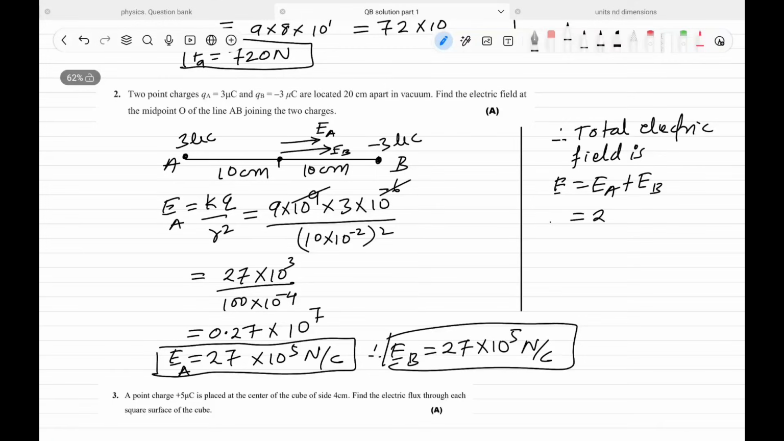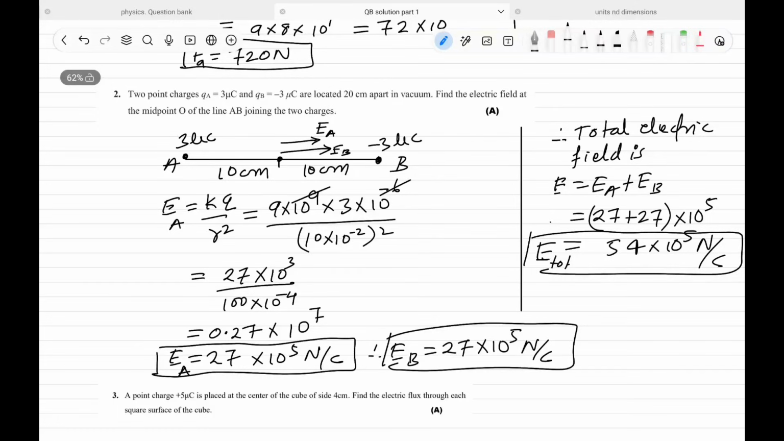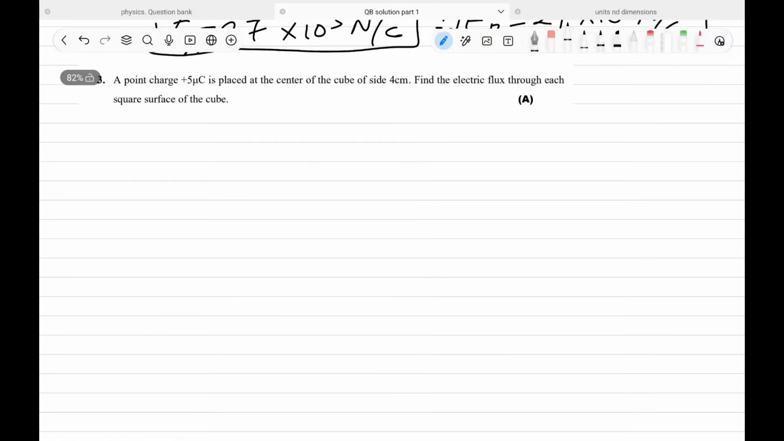Okay, 27 plus 27 into 10 to the power 5. 7 plus 7 is 14, so 4 and carry 1, 54 into 10 to the power 5 Newton per Coulomb. It will be the total electric field. Hope that you have understood. This much. That's all.